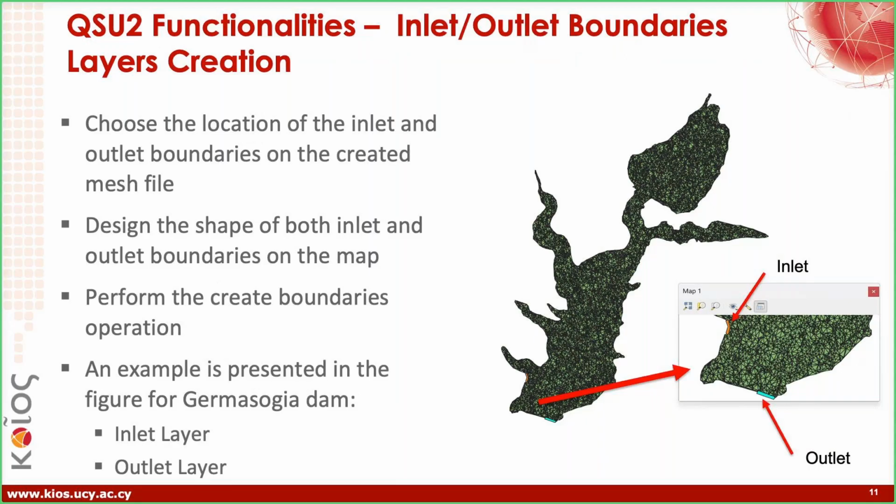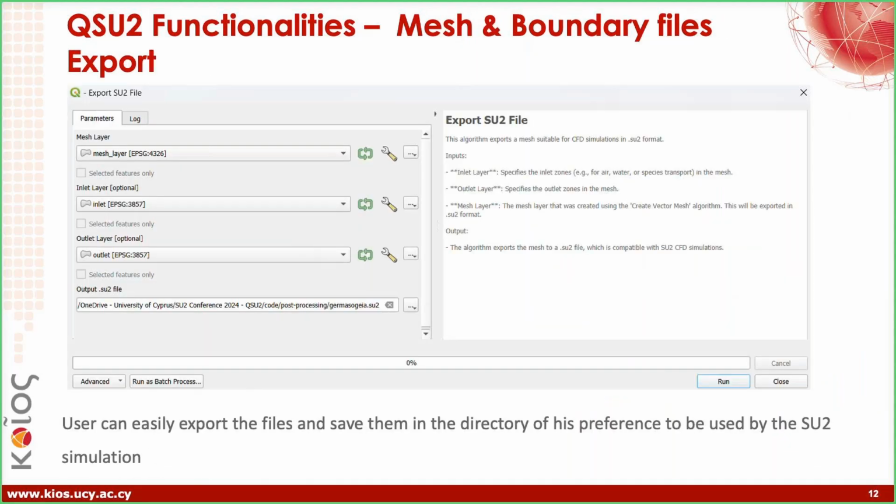Inlet-outlet boundaries layers creation functionality. The user can choose the location of the inlet and outlet boundaries on the created mesh file, design the shape of both inlet and outlet boundaries on the map, and perform the create boundaries operation. An example is presented in the figure for the Germasoia Dam, with the inlet layer in orange color and the outlet layer in blue color. The user can easily export the files and save them in the directory of their preference to be used by the SU2 simulation.